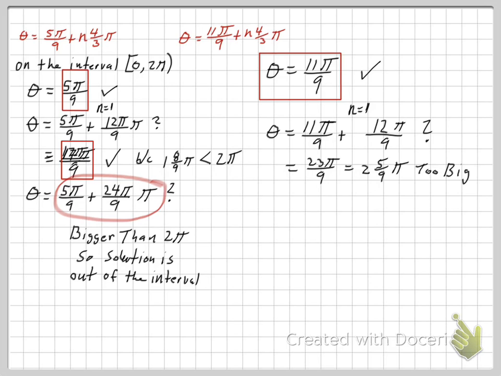So the answer to this is I have 3 solutions that will work in the original equation. 5 pi over 9, 17 pi over 9, and 11 pi over 9.